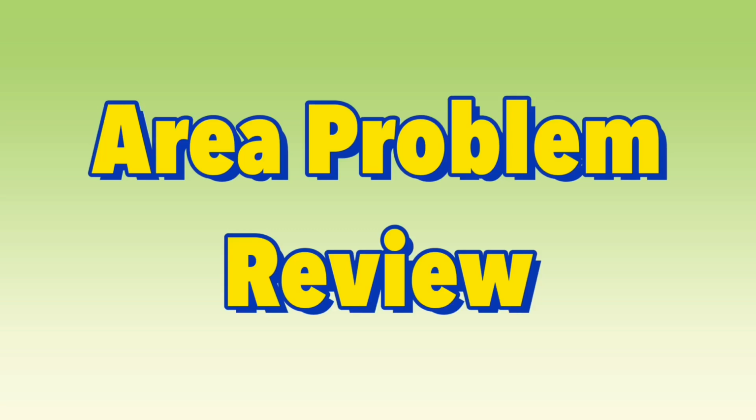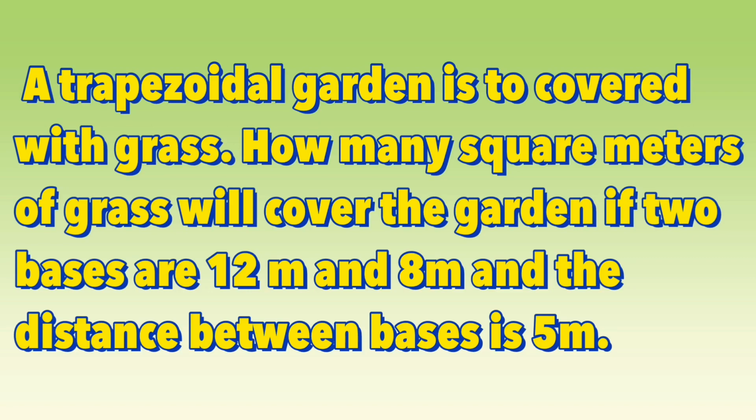Number 7 problem: a trapezoidal garden is to be covered with grass. How many square meters of grass will cover the garden if the two bases are 12 meters and 8 meters and the distance between bases is 5 meters?